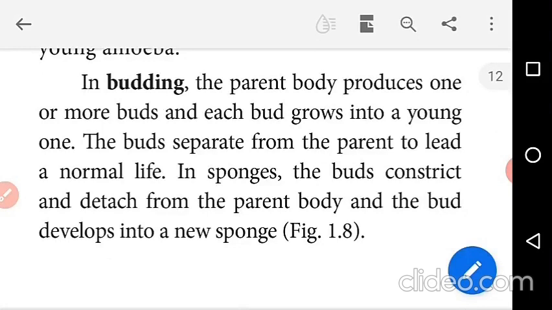Budding. In this type of asexual reproduction, on the lateral side of the body, a number of small buds are produced. These small buds are later detached from the parent. The best example is the sponge. The sponge produces buds laterally; after that they constrict and detach from the mother, and then form a new sponge.